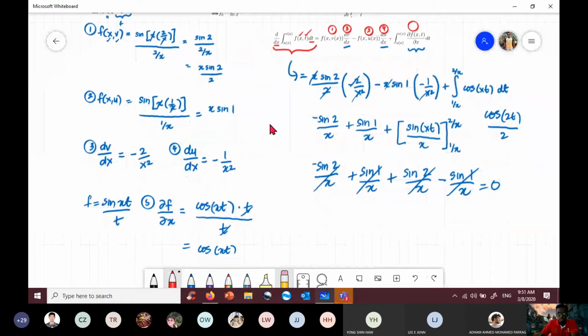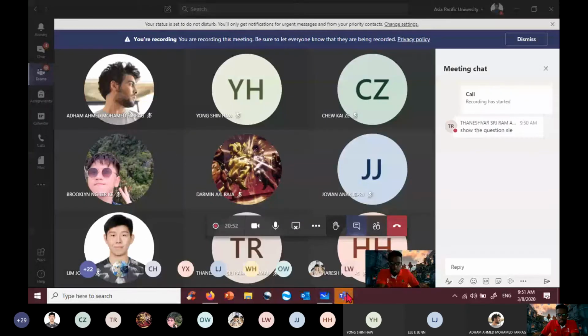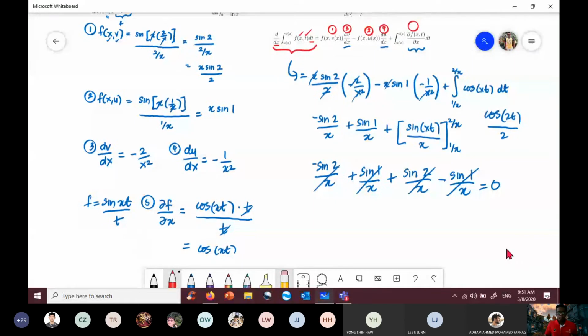Yep, so this was the whole process. Just want to check, anyone ask anything? Okay, no so far. I will share the whiteboard, so I don't expect you to write down everything, you don't have to. But just want you to be aware that these are the steps involved. Later when you're trying out another question, the derivative and integral will come naturally to you.